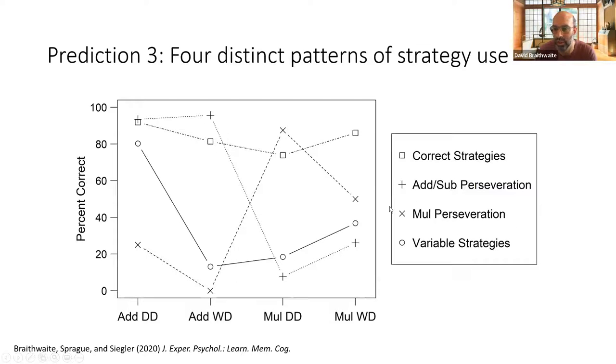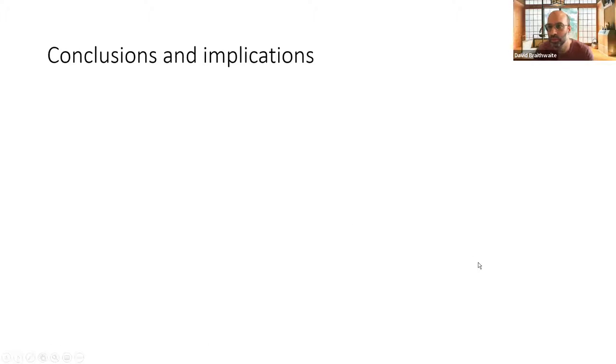The line with the times sign, multiplication perseveration, they are accurate on multiplication problems, but inaccurate with addition. And finally, the variable strategies group, the circles, are accurate only on addition with two decimals, but not on any other problem type. So thus confirming the third prediction.